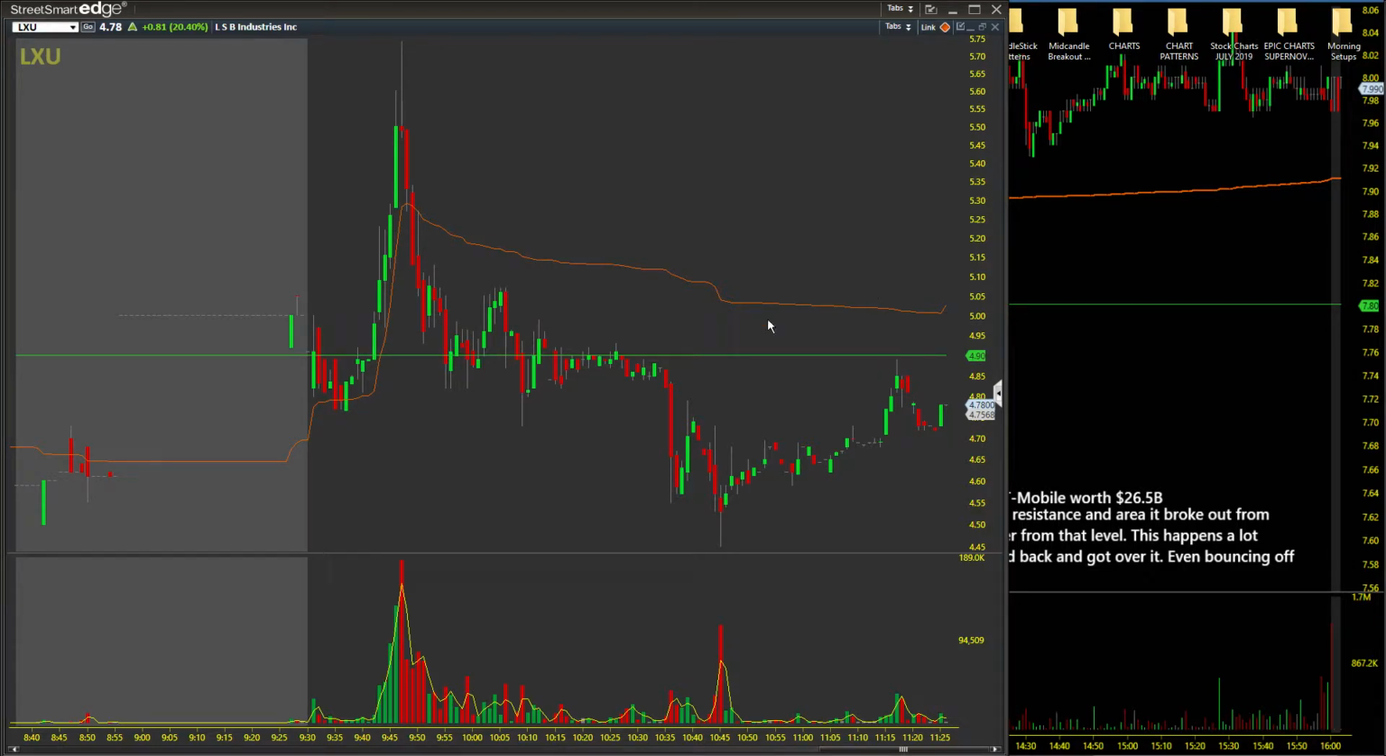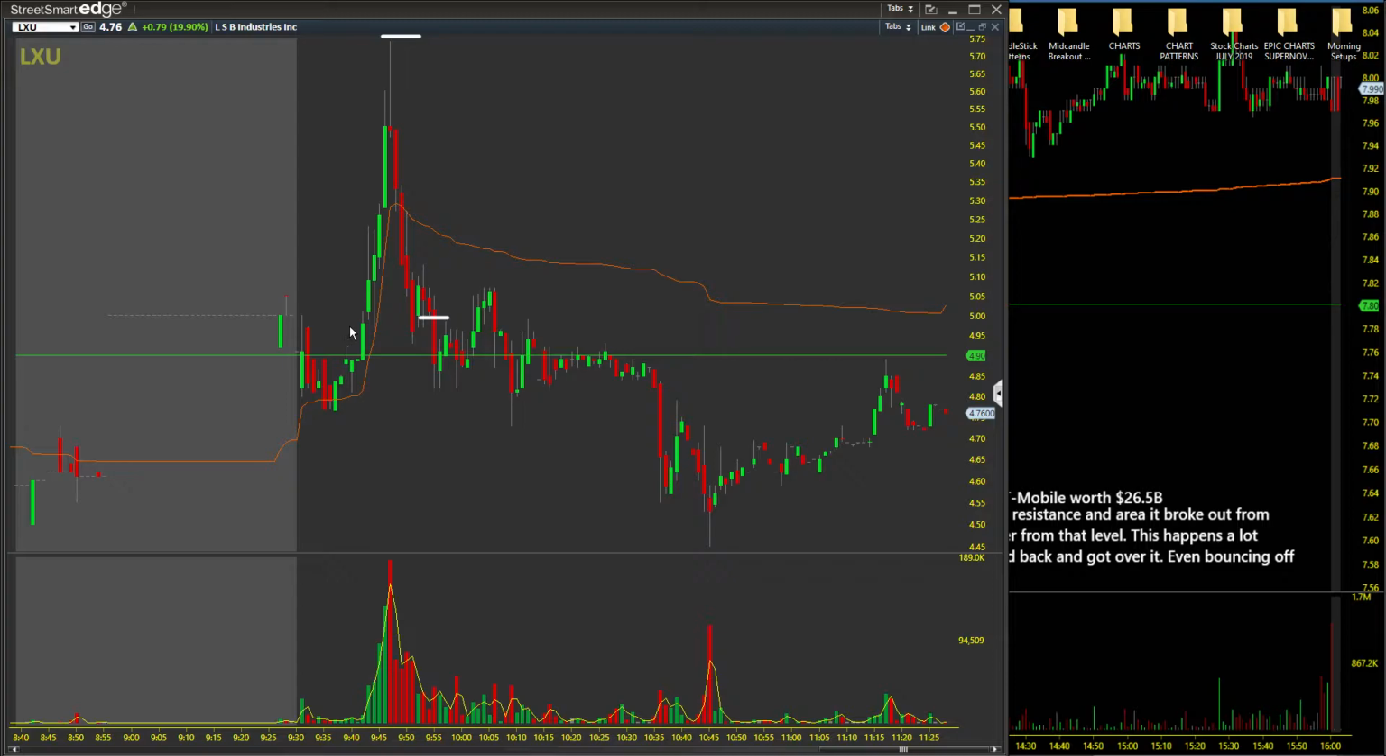So this was the stock I took a loss on, LXU. I got ahead of the gun right here, and I got in right at 5.05. That's where I got in. This is a bread and butter setup for me. The stock ran up to 5.75. It pulled all the way back down to the area it broke out from, right here, and it was also at a mental level, $5.